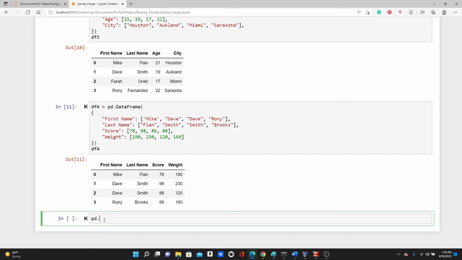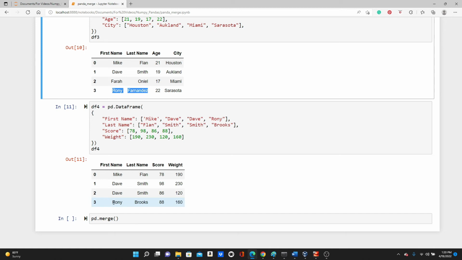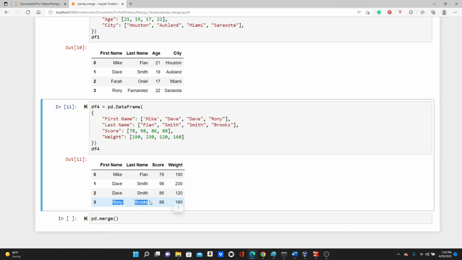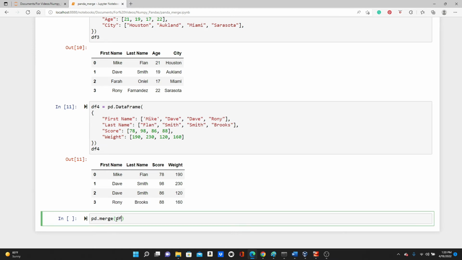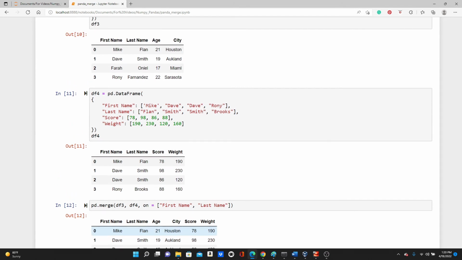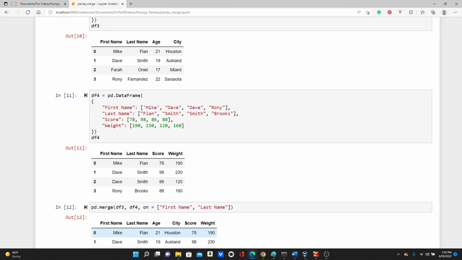So I'm going to merge using both of them, because sometimes first name can be the same but last name can be different. Okay, you can see here Ronnie, we have Ronnie Farnandez, and here Ronnie Brooks. So before we thought these 2 Ronnies are same, but they are not actually the same, right? So DF3, DF4, and on I will use first name and last name. So you can see we get only the names here where both the first name and last name are the same in both the data frames.